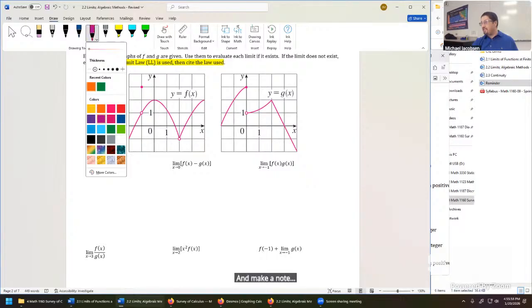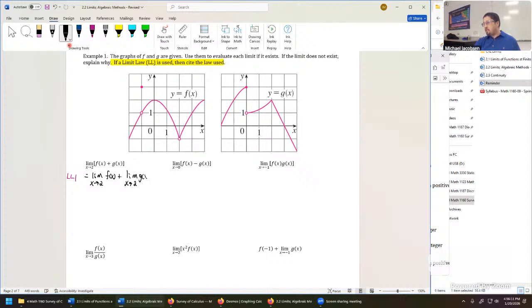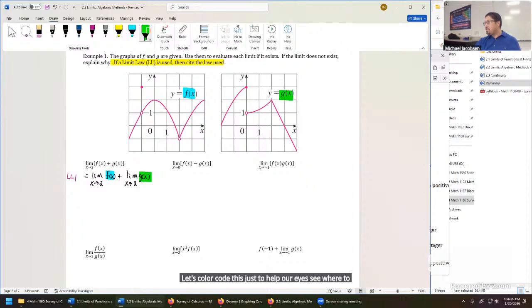Just choosing a color, sorry. Here we go. This is going to be by limit law 1. We can rewrite this whole thing as the limit as x goes to 2 for f of x plus the limit as x goes to 2 for g of x, and just work from there. Let's color code this just to help our eyes see where to look on each one of these.